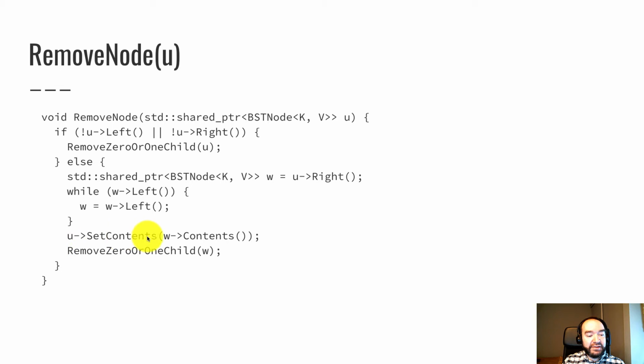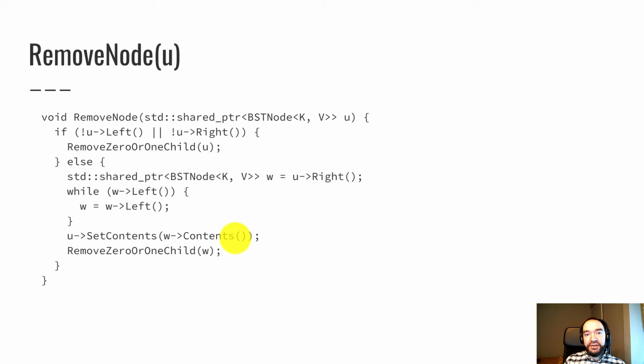U set contents to W contents. Contents is the key value pair in a node. So U, the higher node, overwrites its key and value with the successor node's key and value. So that destroys U's key and value. So we've almost done all the removing work.